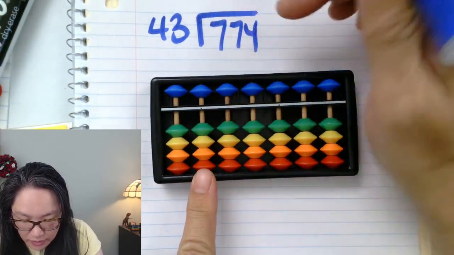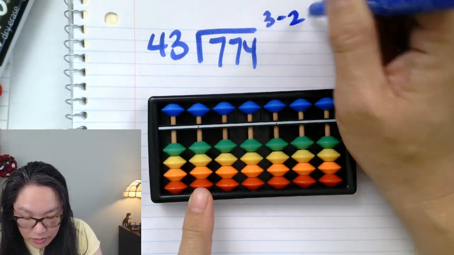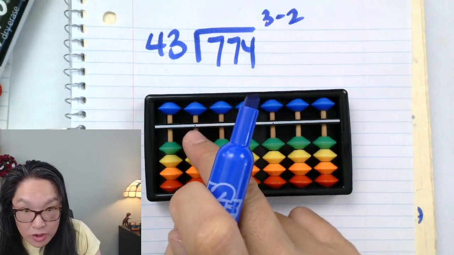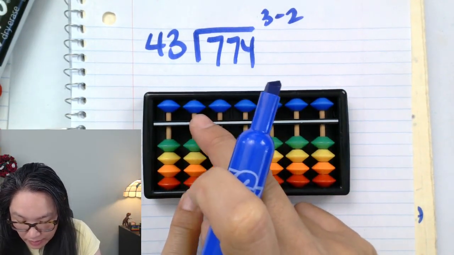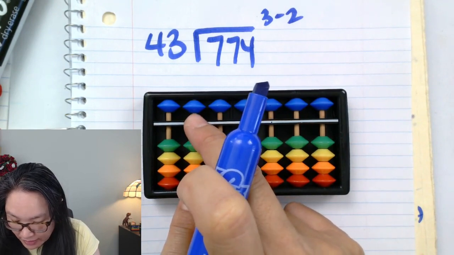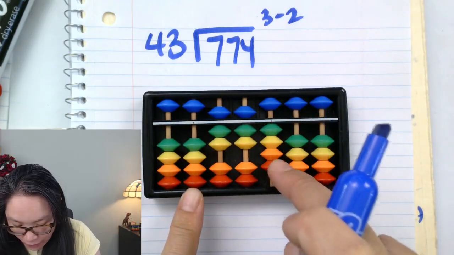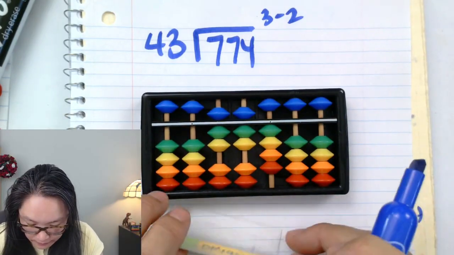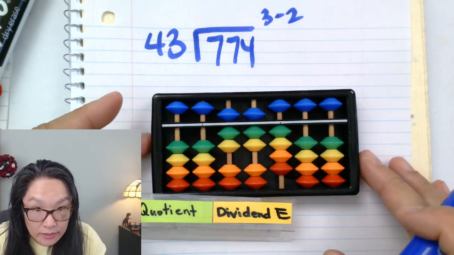So 1, 2, 3, we have our divisor. We have a 3-digit divisor, right? Minus 2-digit. So our answer is going to be 1. I'm going to use this one over here, okay? So I'm going to lock my divisor. No, lock my dividend. 7, 7, 4. So that's what I got. That's what it looks like, right?